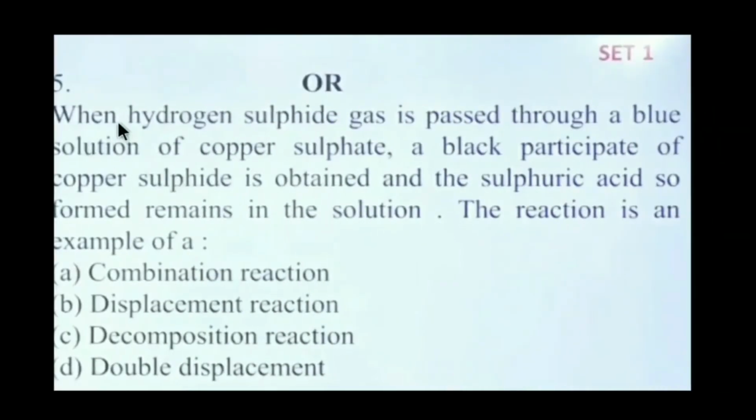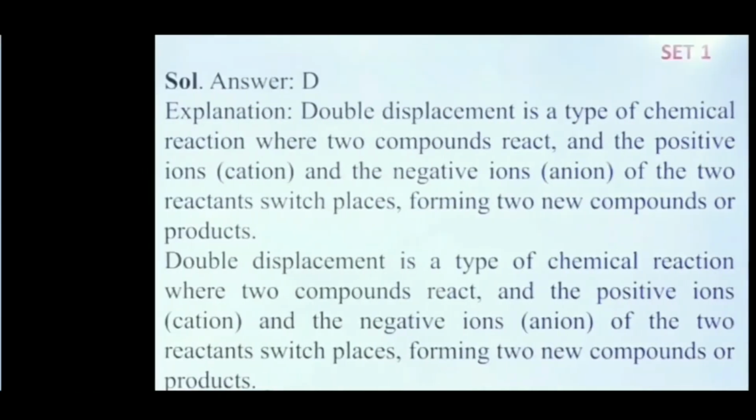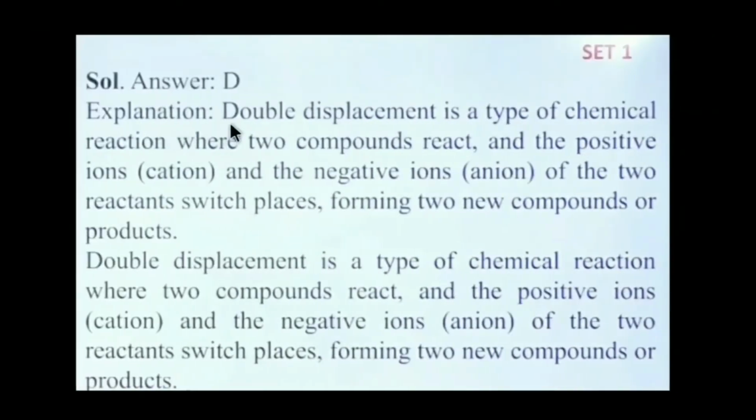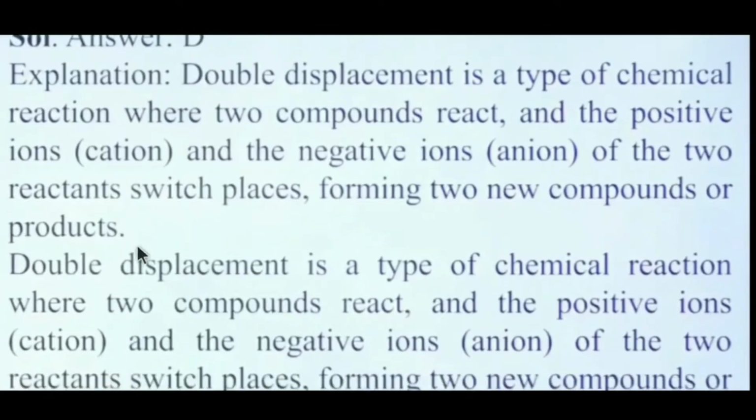After that there was also this question: when hydrogen sulfide gas is passed through a blue solution of copper sulfate, black precipitate of copper sulfide is obtained and the sulfuric acid so formed remains in the solution. The reaction is an example of, answer is D, double displacement. Double displacement is a type of chemical reaction where two compounds react and the positive ions and the negative ions, cation and anion of the two reactants switch places, forming two new compounds or products.